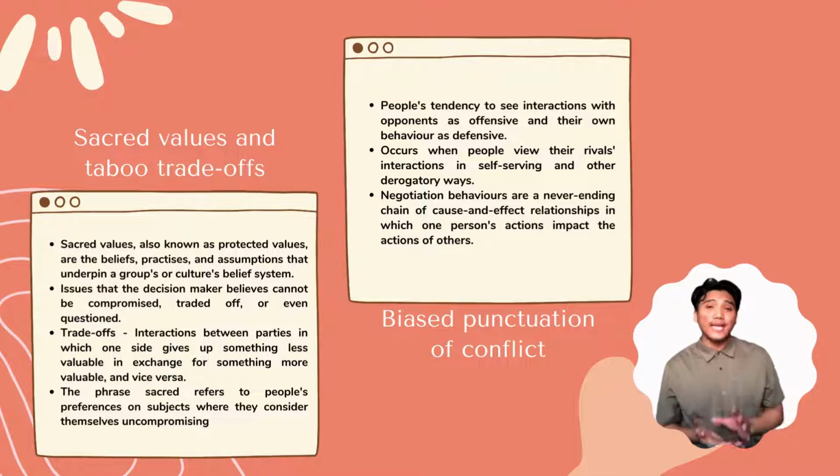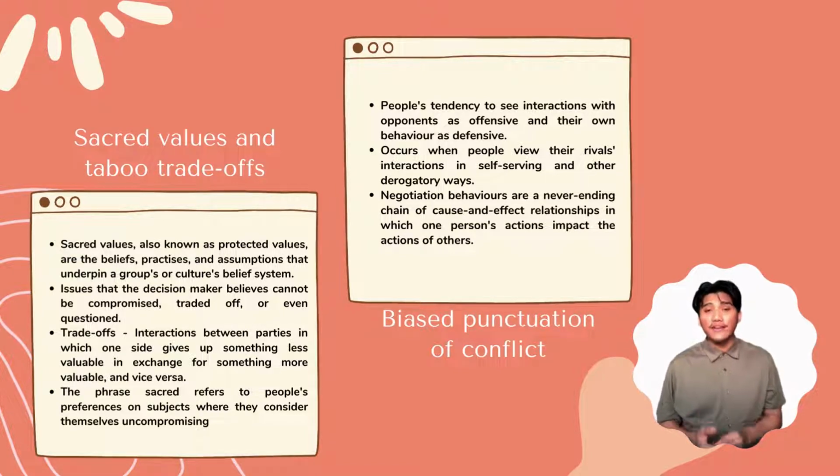Next, we have biased punctuation of conflict. Biased punctuation of conflict means people's tendency to see interactions with opponents as offensive and their own behavior as defensive. This happens when people view their rivals' interactions in self-serving and other derogatory ways.